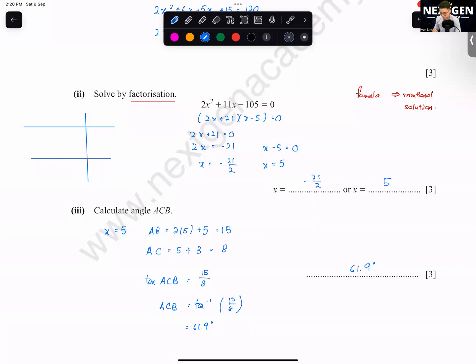If you use the cross method, this is the manual way to do it. 2x squared minus 105, then 11x. You have to keep trying. 2x and x, then you find the factors of negative 105. Then you cross it like that, and only then do you get the value. Understand? So that's why we don't waste time in the exam doing this. You don't have time. This one will be 21x.